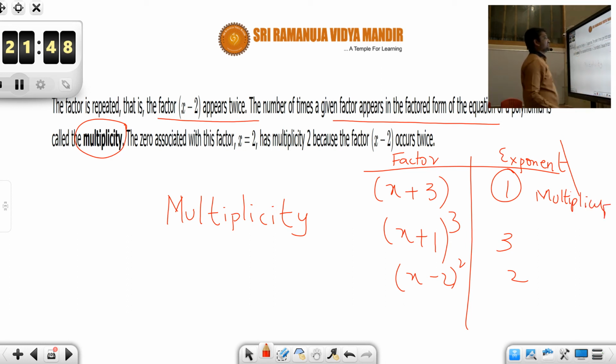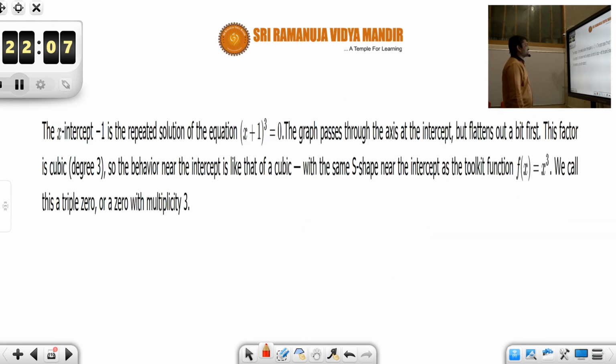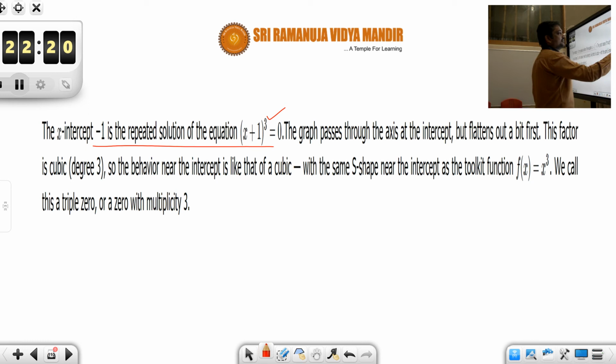So the number of times a given factor appears in the factored form of the polynomial, we call it multiplicity. The 0 associated with this factor, x equal to 2, has multiplicity 2 because the factor x minus 2 is occurring twice. Now the x-intercept minus 1 is the repeated solution of the equation x plus 1 whole cube. So what is the multiplicity here? Multiplicity is 3. The graph passes through the axis at the intercept but flattens out a bit first.